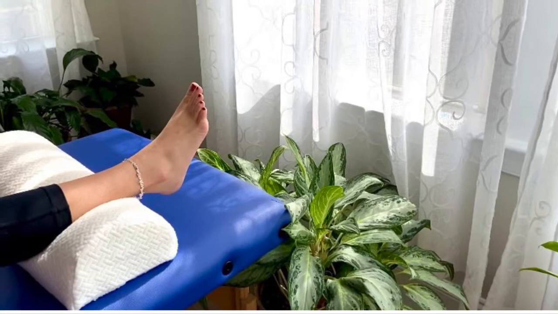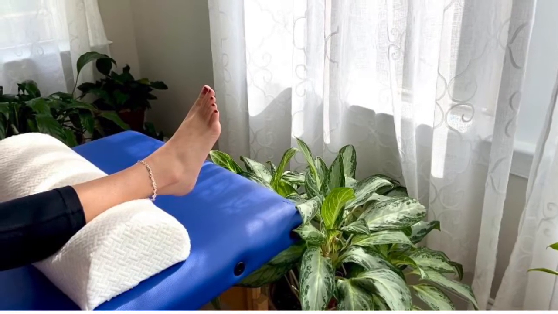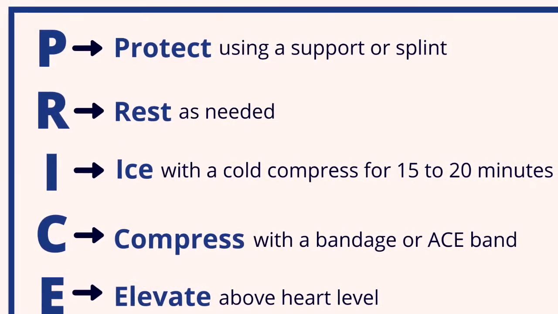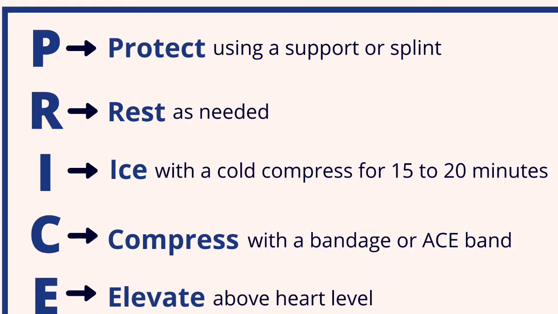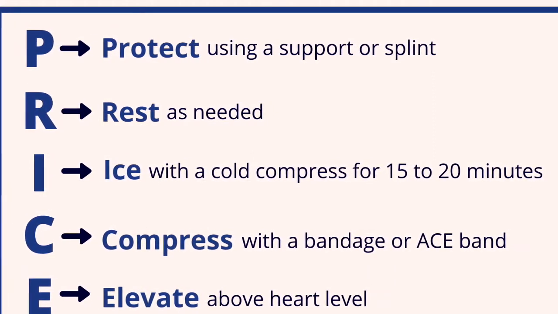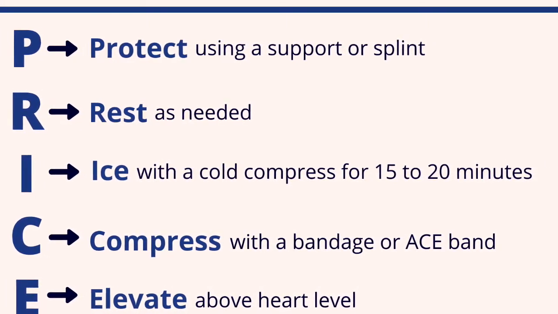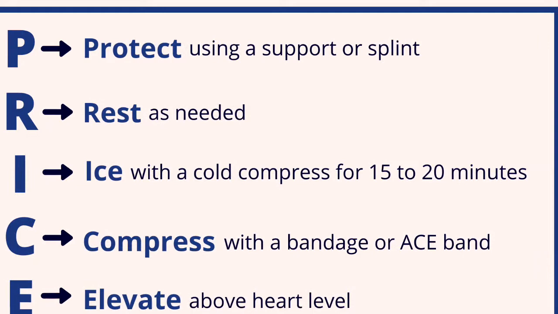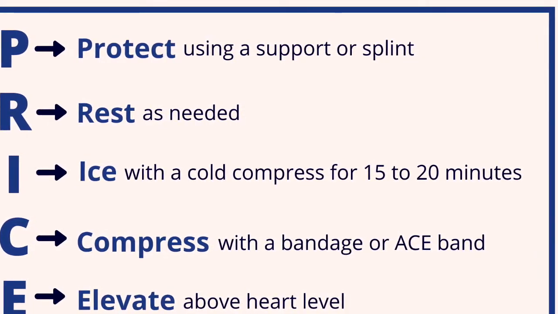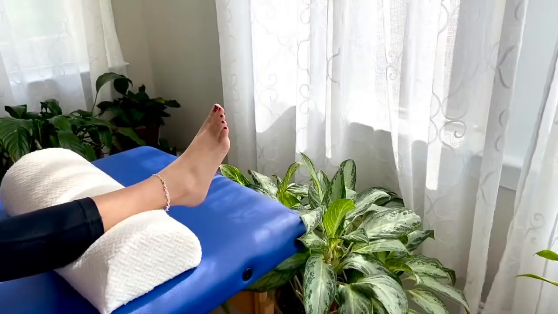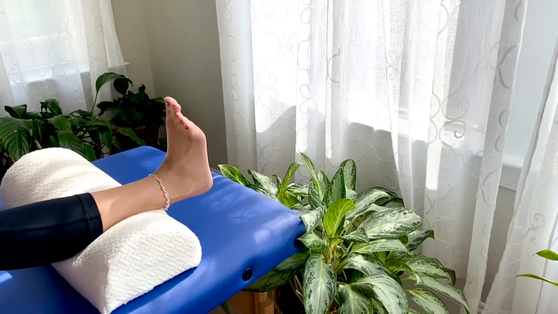So in the initial stages of ankle sprain, there will be swelling and inflammation, and we always tell our patients to rest. During the resting period, we follow the protocol called PRICE. Protect by using support or splint, rest as needed due to pain and inflammation, ice with cold compression not more than 20 minutes, use compressive bandages to reduce swelling, and elevate the extremity.